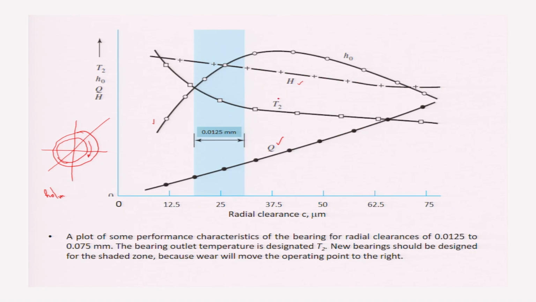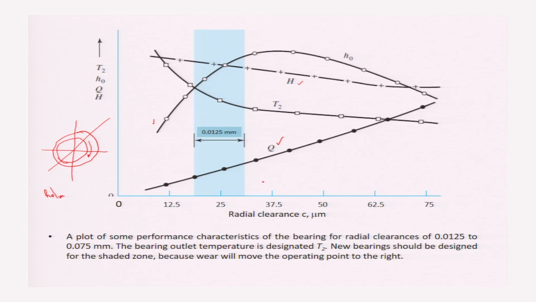The outlet temperature with the smaller clearance is very high, and with the increase in clearance, as flow rate is increasing and heat generation is decreasing, this temperature of the lubricant will come down. So where to put the operating point, or where should our radial clearance be? You see, the value of H0 is increasing with the increase in C, but beyond a certain value it starts decreasing.